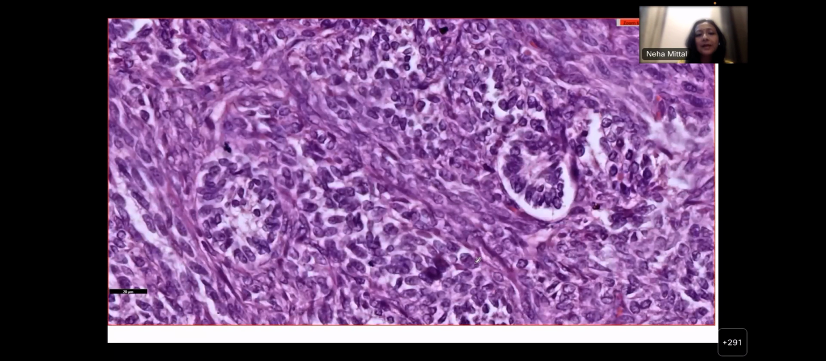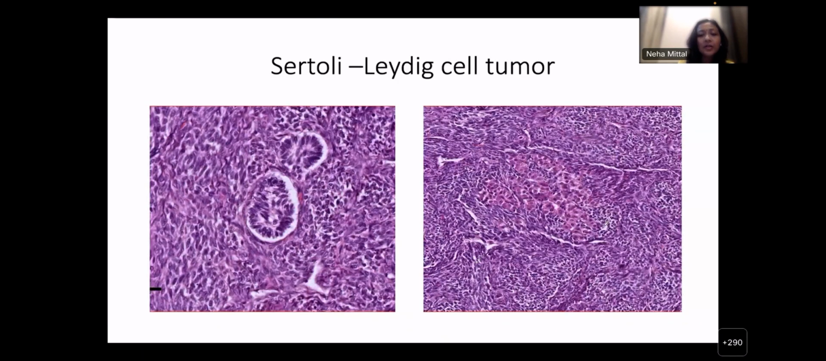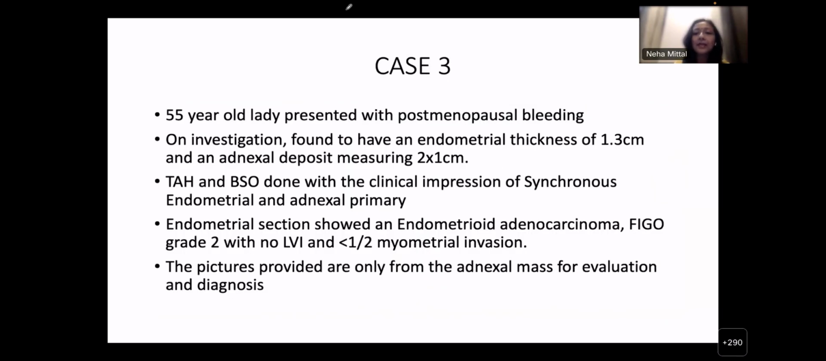This is an example of a Sertoli-Leydig cell tumor. You can see Sertoli-formed tubules again mimicking follicles, as we saw in this case. On the right hand corner, you see groups of Leydig cells in this tumor. And this Sertoli-Leydig tumor can have a follicular pattern, can mimic granulosa, can mimic stroma. And the retic will be pericellular in these cases. These are some of the tumors you see in the sex cord stromal category which can have overlapping histology. Very quickly now we go to case 3.